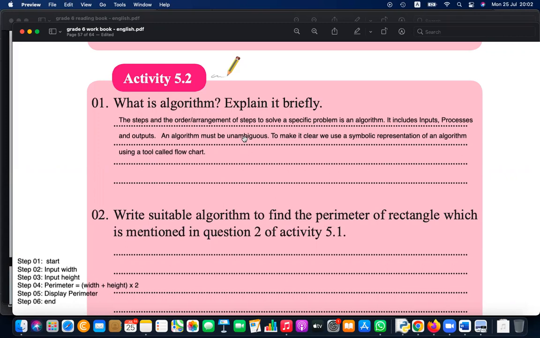It should be precise and should be unambiguous. Unambiguous means clear to understand.